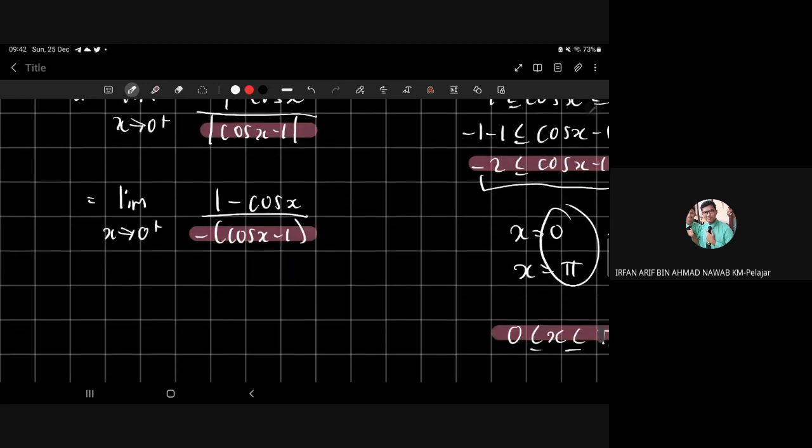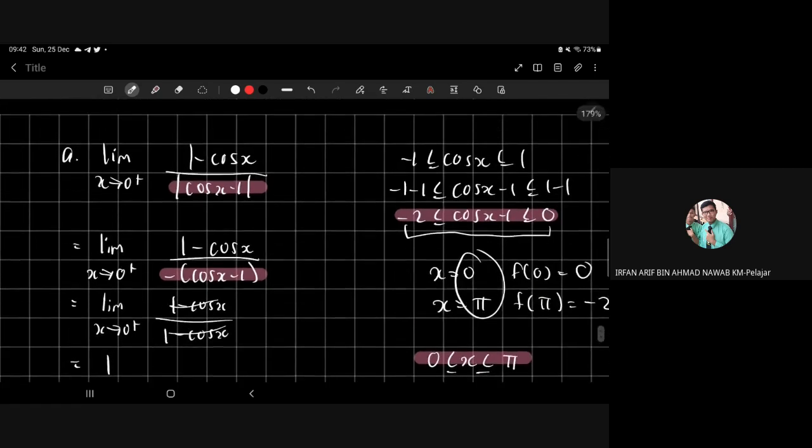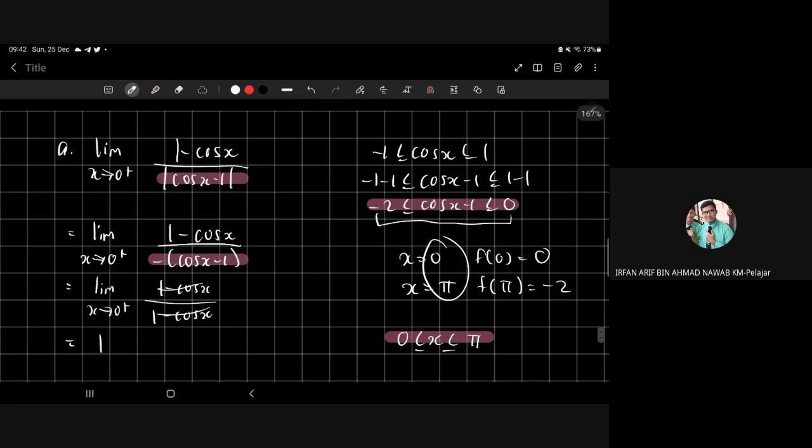So from here, I could expand the brackets to make it in this form: 1 minus cosine of x over 1 minus cosine of x. I could simplify it, and as usual, it becomes 1, therefore the value is 1. All right, is it correct? Please tell me it's correct. Yeah, it's correct. So it's 1.